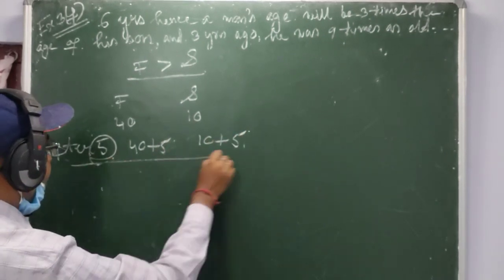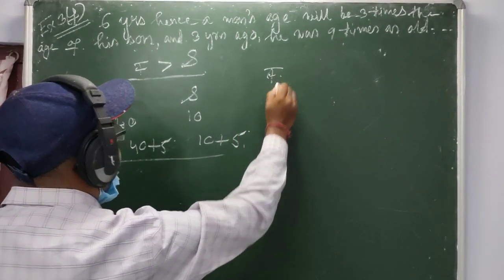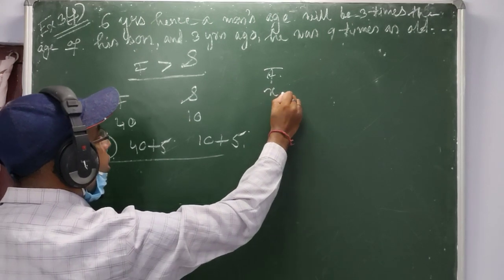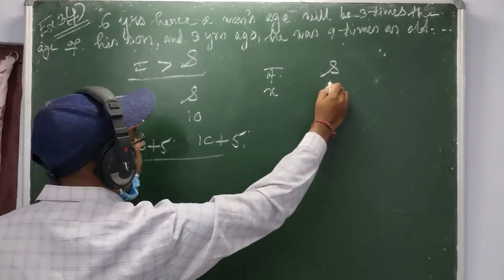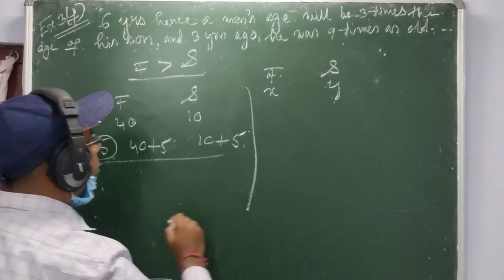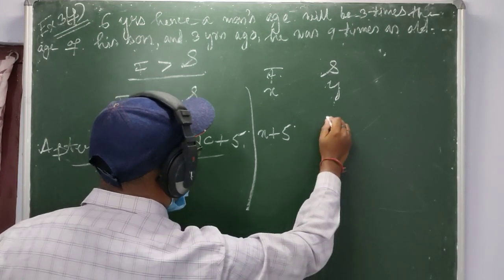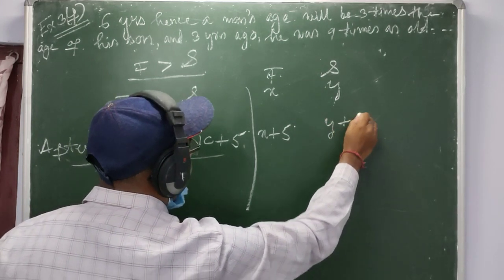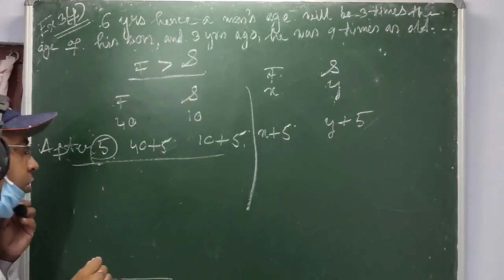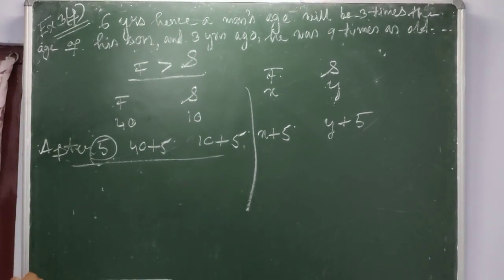Now if we convert this in terms of variables, father you will take as x, son you will take as y. In that case, after 5 years, father will be x plus 5. Son also will grow the same 5 years, so it will be y plus 5.